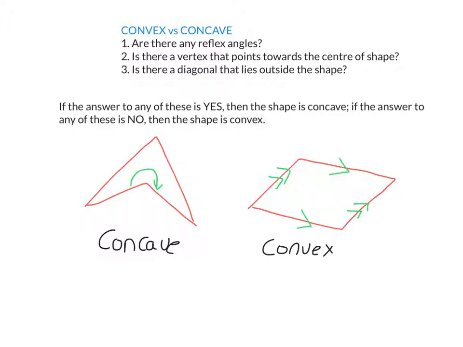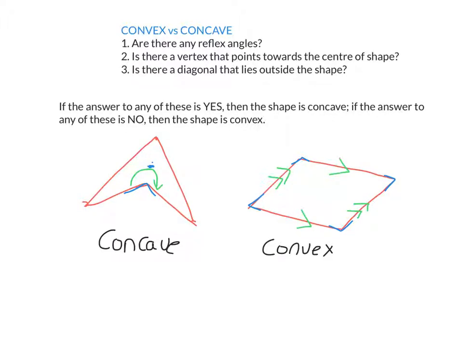Secondly, we're looking at vertices. Remember, vertices means each of these corners. So this vertex here is pointing towards the center of the shape, which is about there. So it's concave. Whereas if you look at the convex one, all of the vertices are pointing away from the center of the shape. They're all pointing outside the shape.